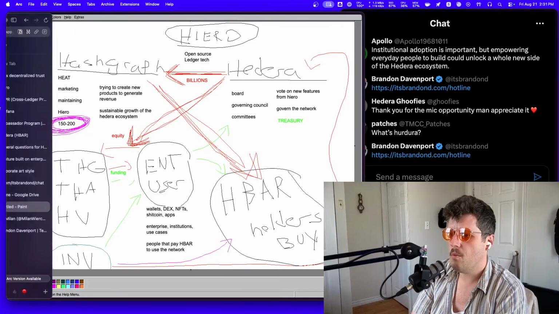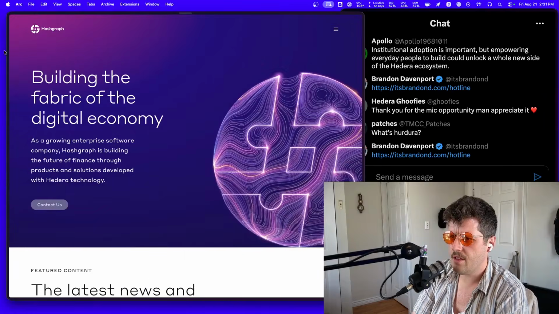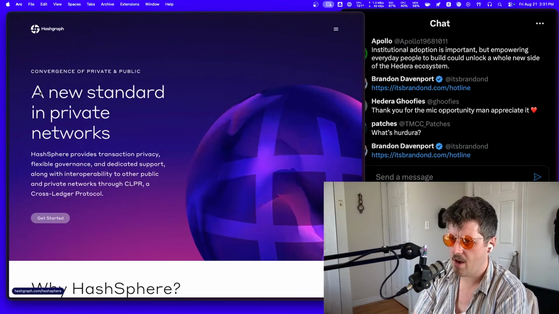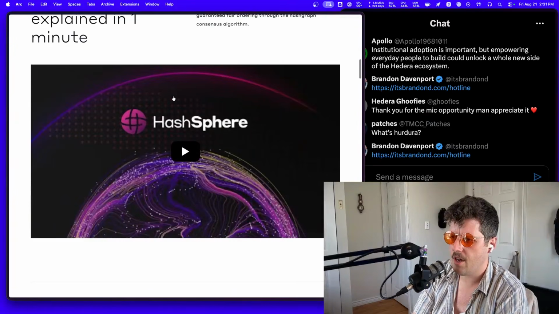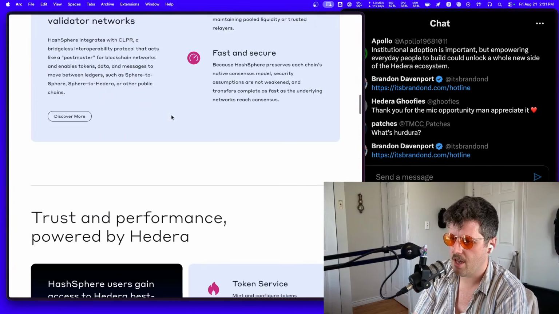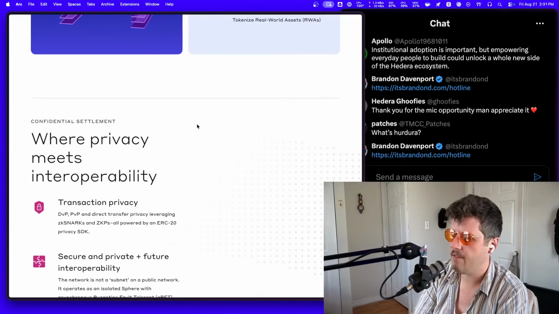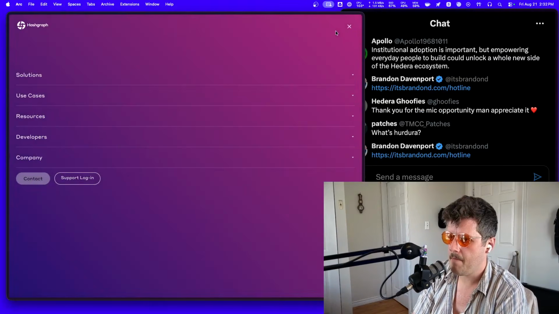And what they're doing to generate revenue is they are building products, right? So Hashgraph as a company, they've got HashSphere, which is of course the private implementation of the Hashgraph technology. This is so a corporation can use the Hashgraph technology in a private network. They can send information to the public network. They can have that interoperability, all that different type of stuff.